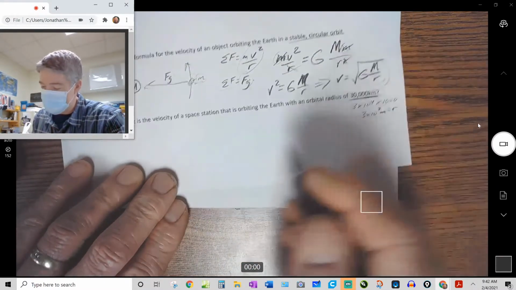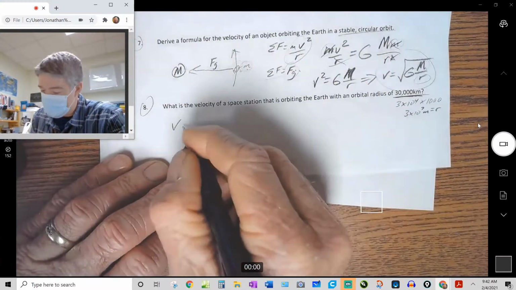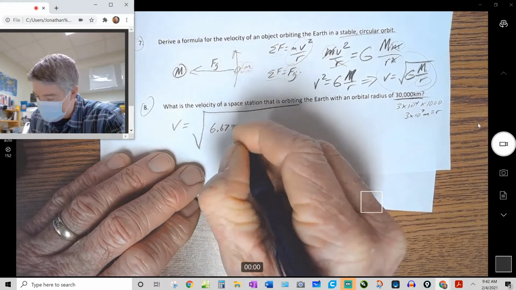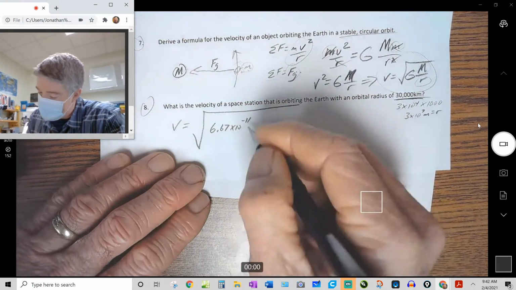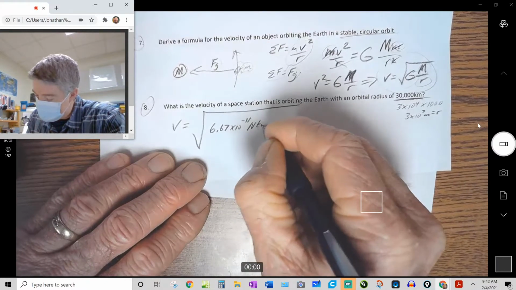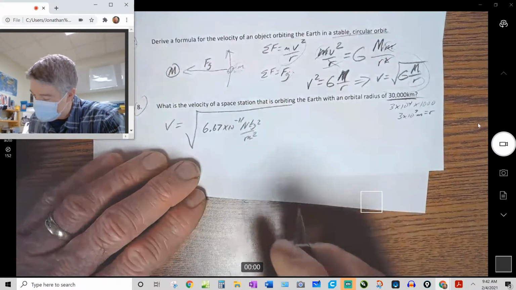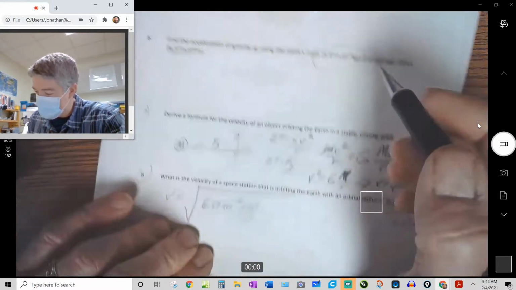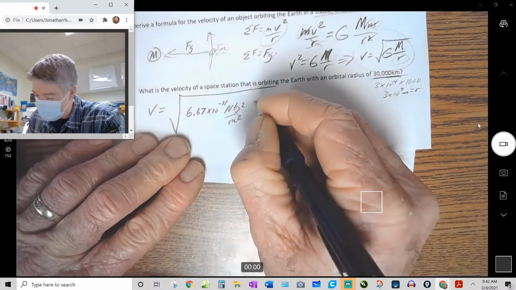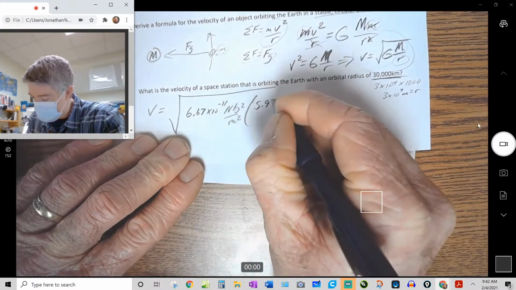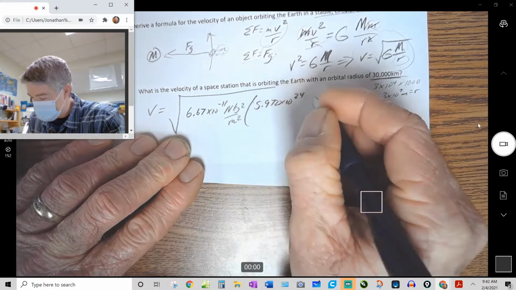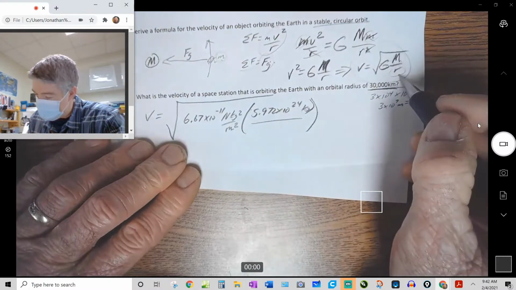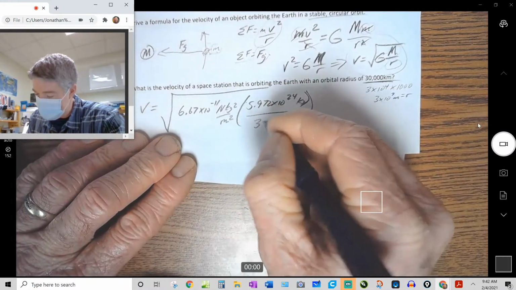Alright, but basically this formula. So the velocity is the square root of big G, which is 6.67 times 10 to the negative 11th newton meters squared per kilogram squared. And then times the mass of the Earth, which is 5.972 times 10 to the 24th kilograms, divided by r, which in this case is 3 times 10 to the 7th.